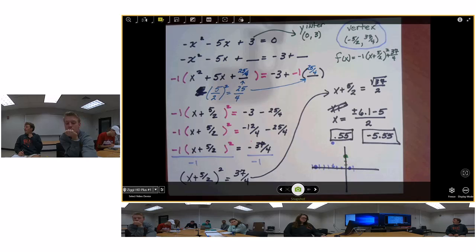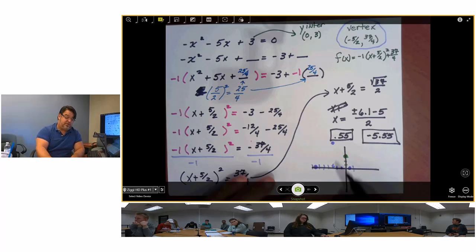Well, what does it look like? It's opening which way? Is that what it's supposed to do? Yes.